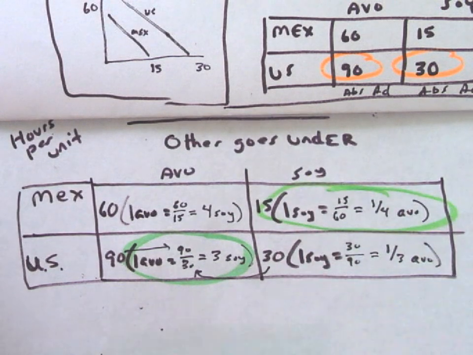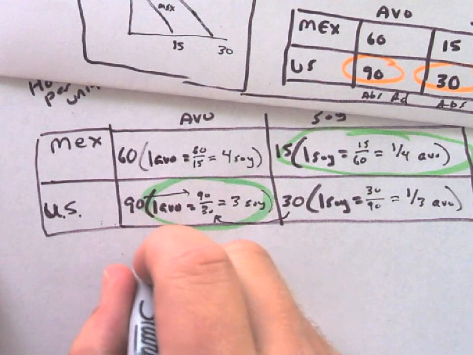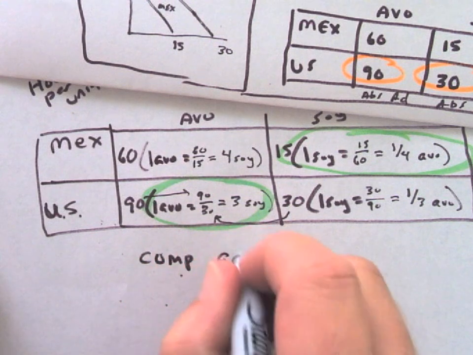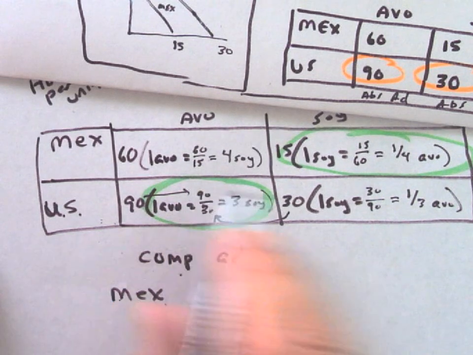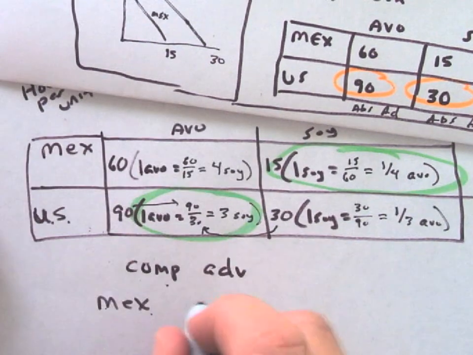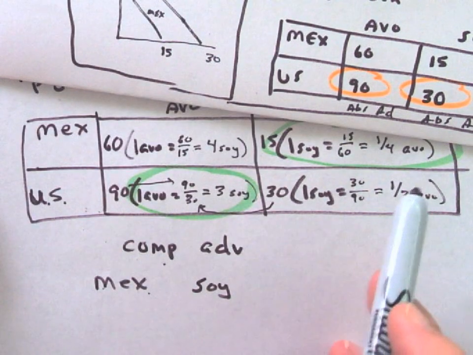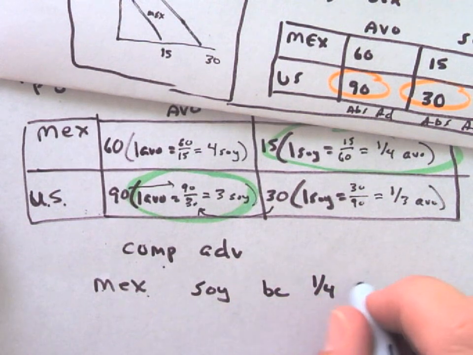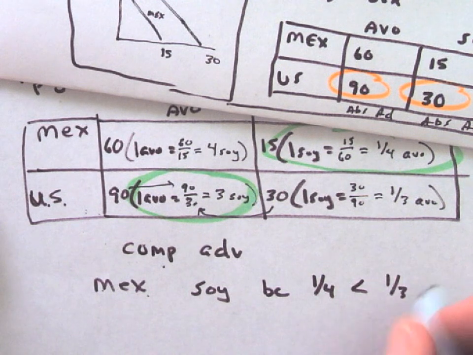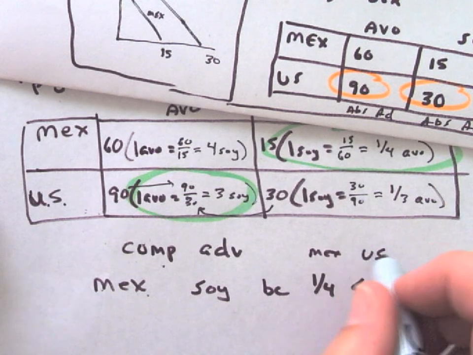So now, as an input question, the tables literally turn upside down. So comparative advantage: Mexico is better at producing the soy. If you're asked to explain things, if it says explain, you're going to have to say that 1/4 is less than 1/3, because 1/4 is less than 1/3. And I know that this 1/4 belongs to Mexico, and this one belongs to the United States.